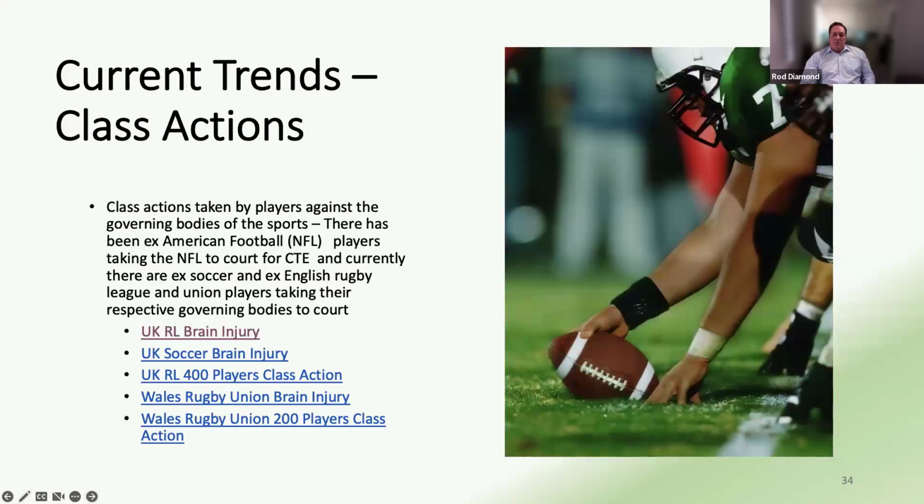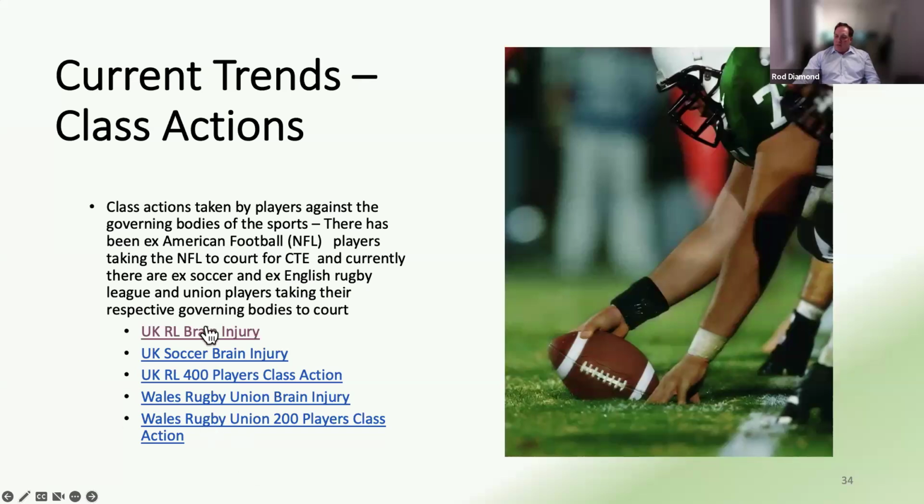The area that's probably most relevant to the lawyers in the current trend is class actions by athletes. And we're all aware of these. In England at the moment, there's a couple of different class actions on brain injuries, and these links here that you can look at yourself in your own time are just some newspaper articles over the last 12 or 18 months explaining what those class actions are.